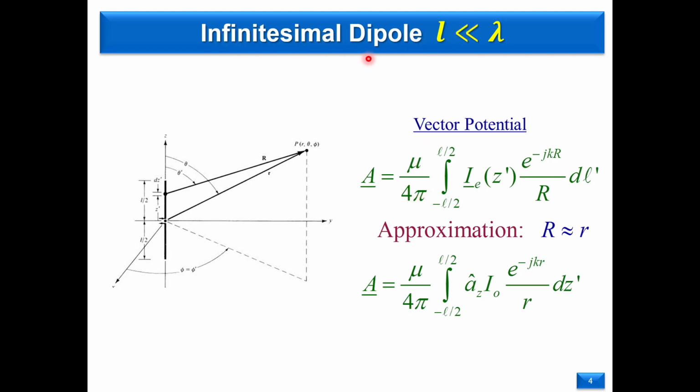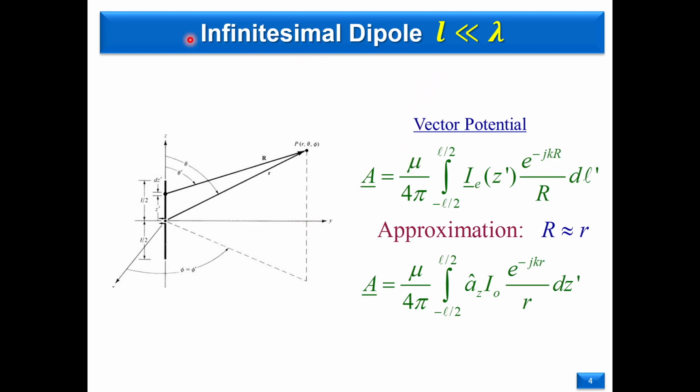For an infinitesimal dipole, the length is much smaller compared to the wavelength, because what really matters in microwave and RF is the electrical length, the ratio between the physical length and the wavelength. So it's the ratio L over lambda that defines whether this is a very short antenna or a large antenna. Large and small are always relative to the wavelength.